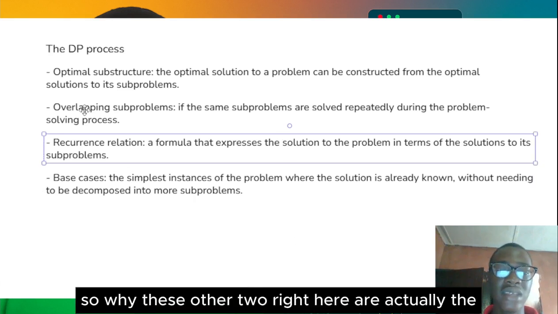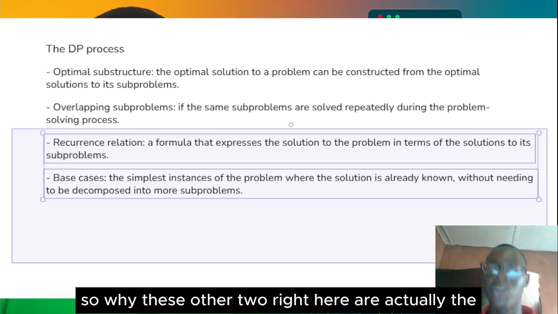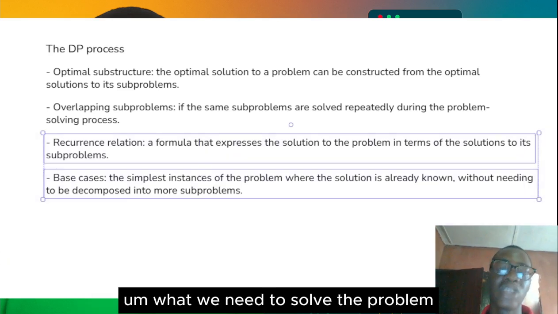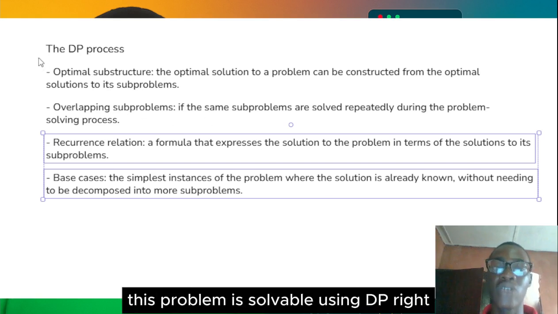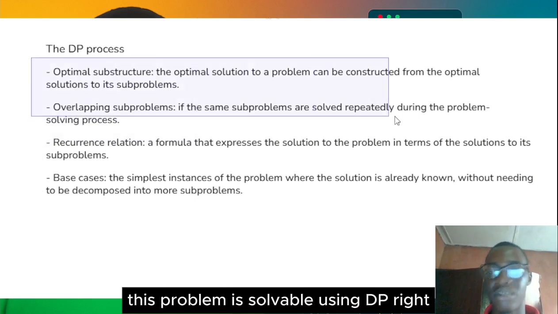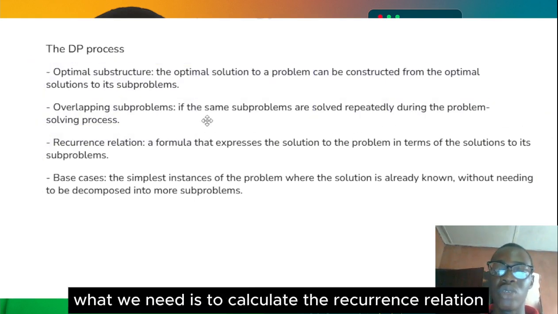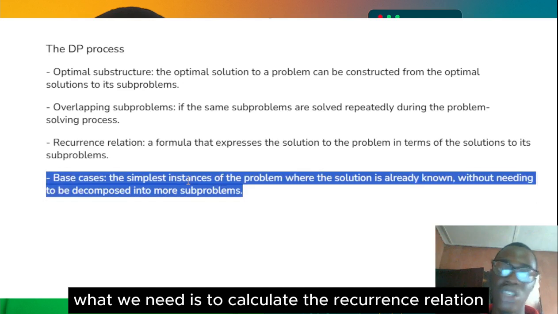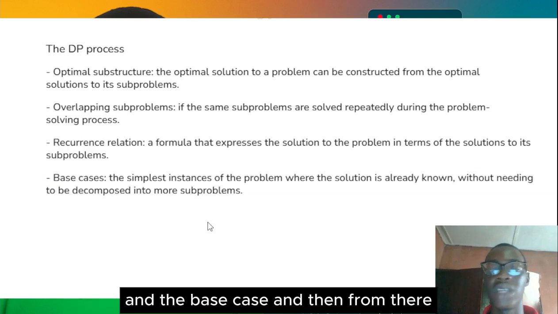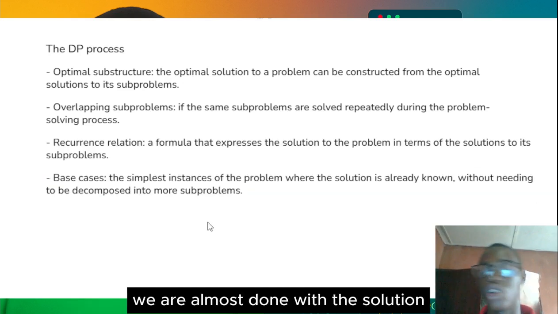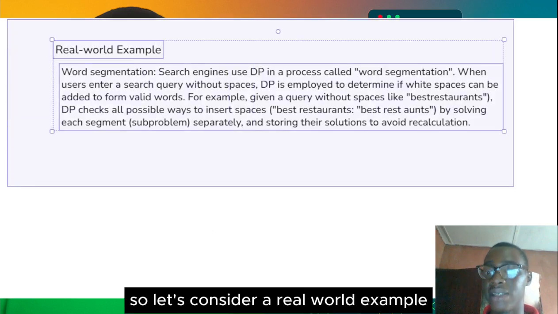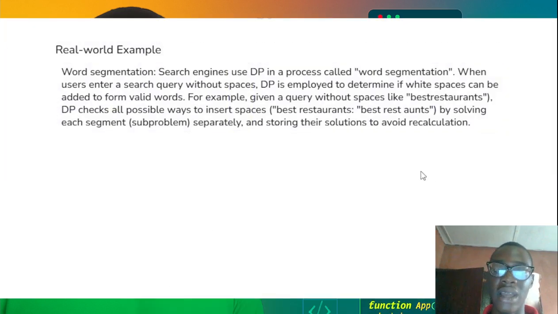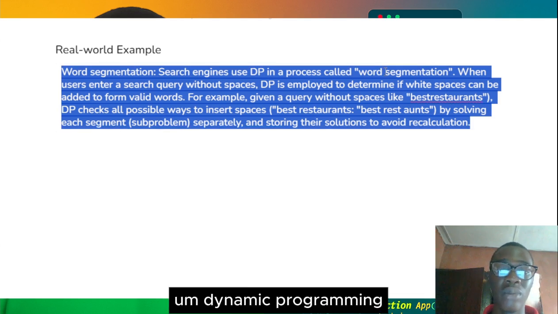Okay, so these two conditions right here are what we need to solve the problem. So fine, we've deduced that this problem is solvable using DP, right? So now what we need is to calculate the recurrence relation and the base case, and then from there we are almost done with the solution. So let's consider a real world example whereby we apply DP, dynamic programming.